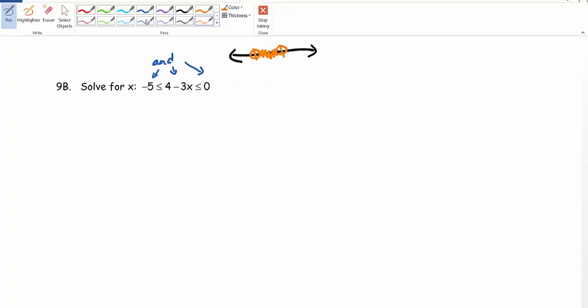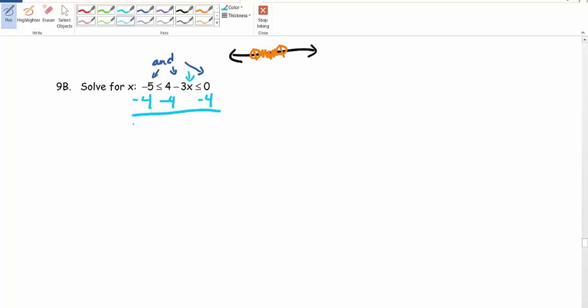Okay. Now, as we go ahead and look at this one, we're going to try to isolate the variable with the x in the middle. So we want x all by himself in the middle. And how we do that is we have this 4 right here that really has nothing to do with x, so we'll subtract that from all 3 sides.